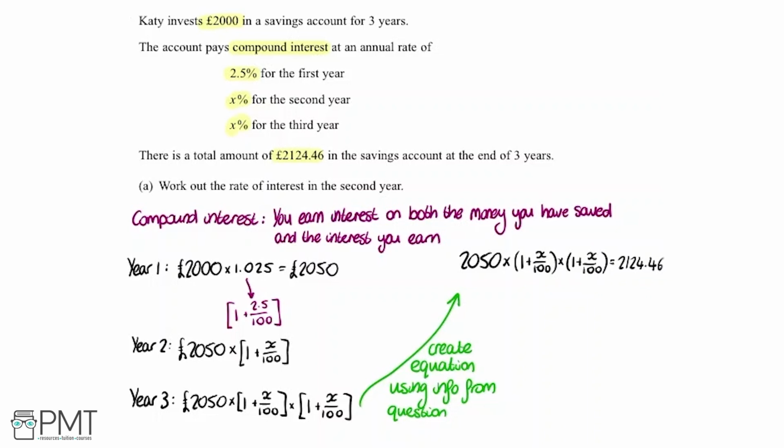And one thing I notice here is we've got two terms that are identical and we're multiplying them together. We can actually write that as a single term squared. So to write this a bit more simply, I'm going to rub this out. It means the exact same thing, but I'm going to write it as 1 plus X over 100 squared because we're multiplying by it twice. Okay, great. So now what we need to do is solve this to work out what X is.